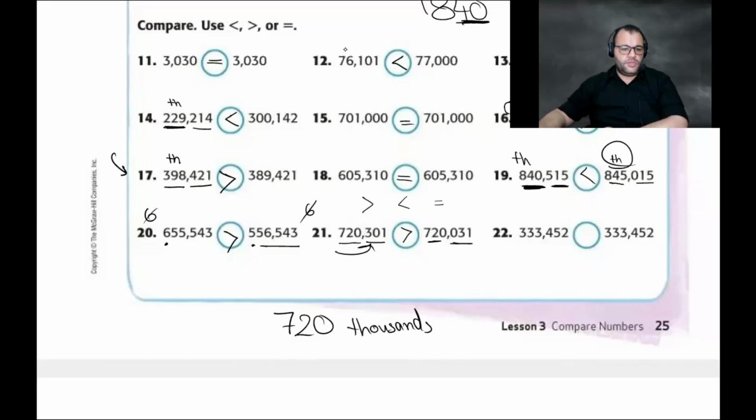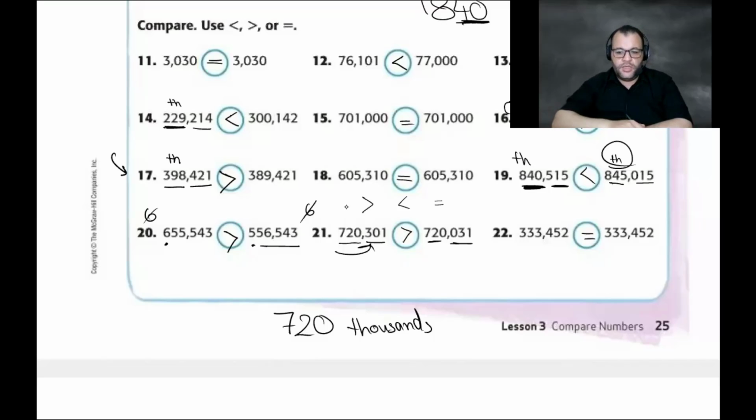So we need another one to solve. The last question. Muhammad Zakwan, you solve the last one, 22. Yes, the last question, then we can finish. Number 22. 333,452 and 333,452. It's equal. They are equal. Okay, thanks. Welcome.